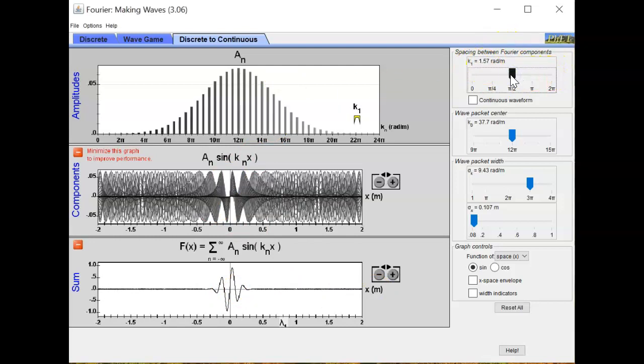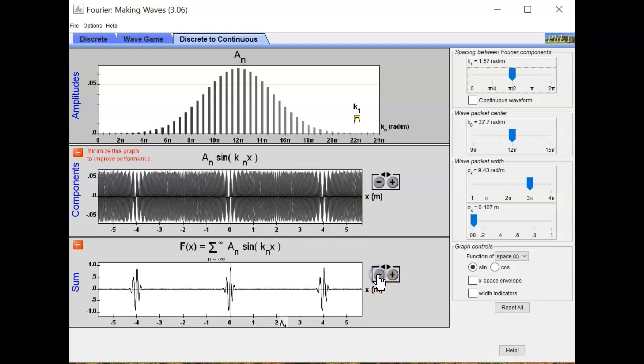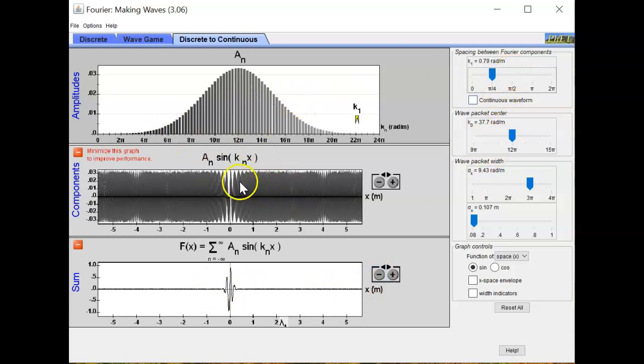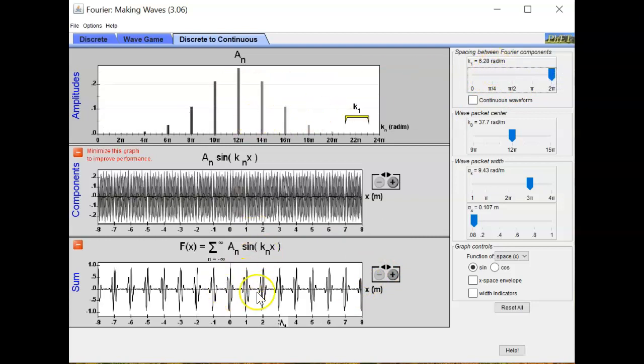So if I decrease the spacing, we now see that our next wave packet has vanished, and I can zoom out. As I decrease that spacing further, you now have more and more destructive interference, which makes our next wave packet even further out. So if we put more space in between them, then in fact our wave packets become close together.